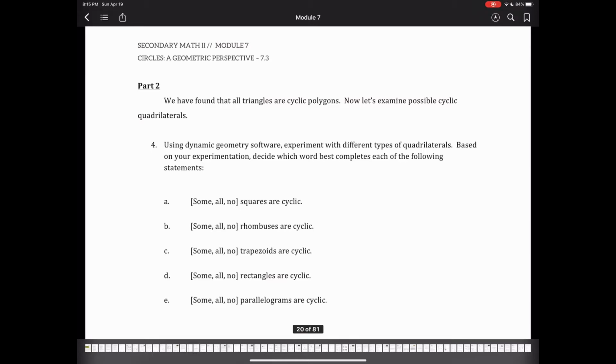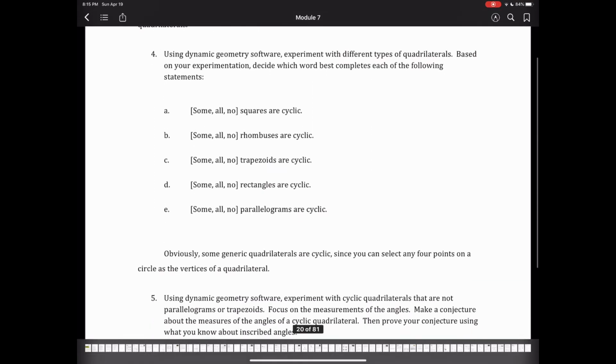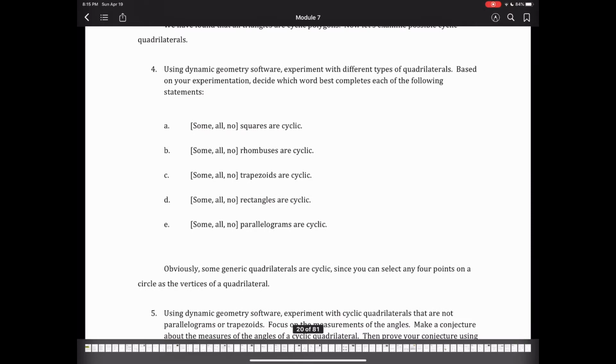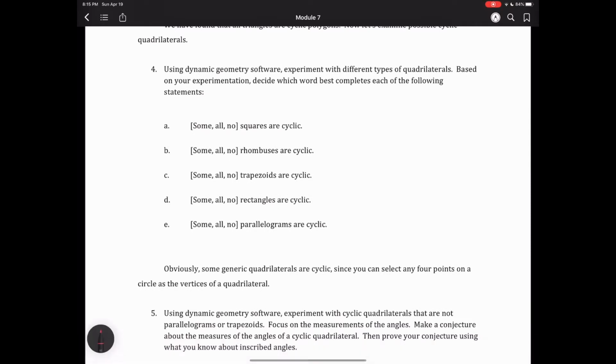So some, all, or no squares are cyclic. Well, let's think about that. If we have a square, could we draw a circle, circumscribe is what we call that, around that square, touching all of the points, okay? I like trying to disprove this, right? As we face each of these, we should try to disprove them. And if we can't, then we'll have to say, okay, it's probably true.